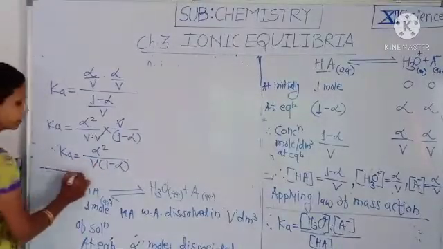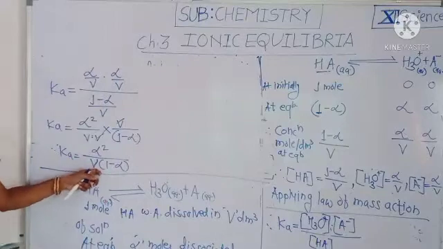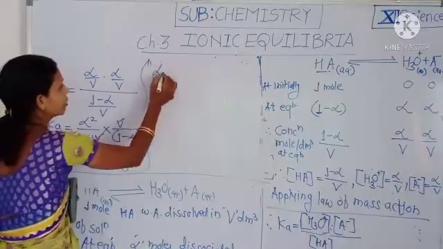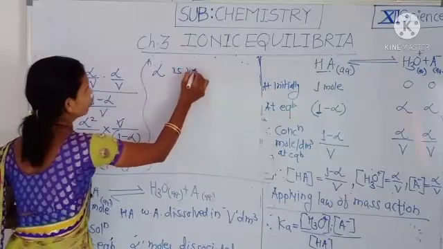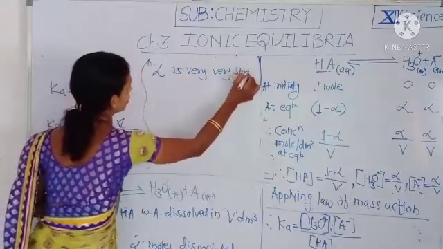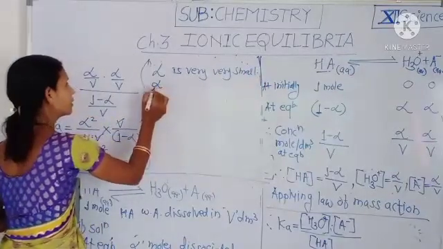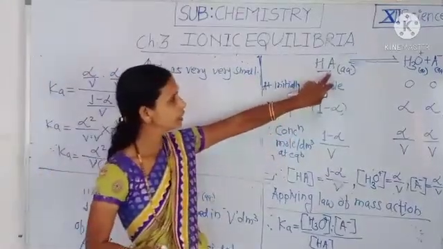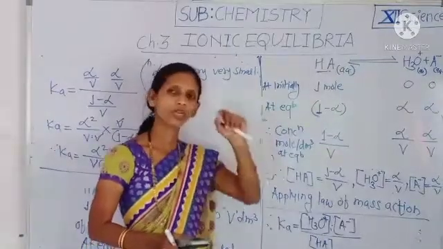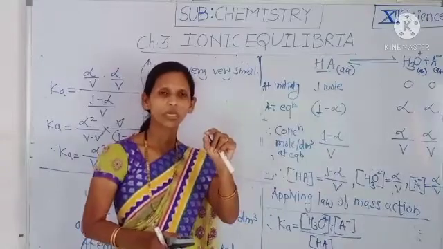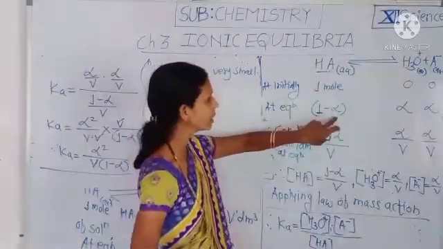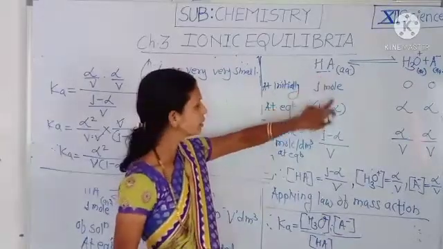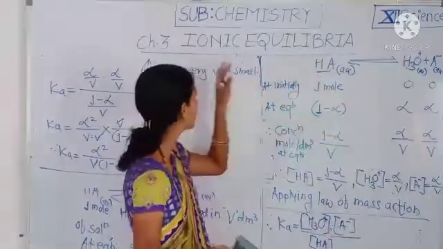Then see here, suppose alpha is very small. Why is alpha very small? Because alpha is the degree of dissociation of a weak electrolyte. HA is a weak acid. It is very weak. Therefore, very few moles undergo dissociation. Alpha is the degree of dissociation, therefore alpha is very small.